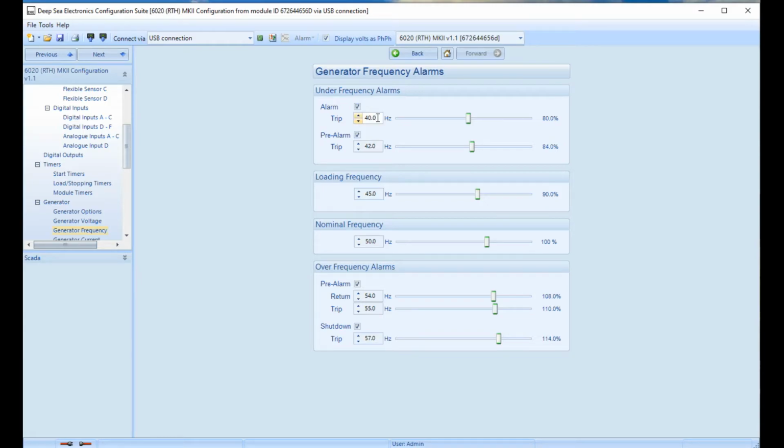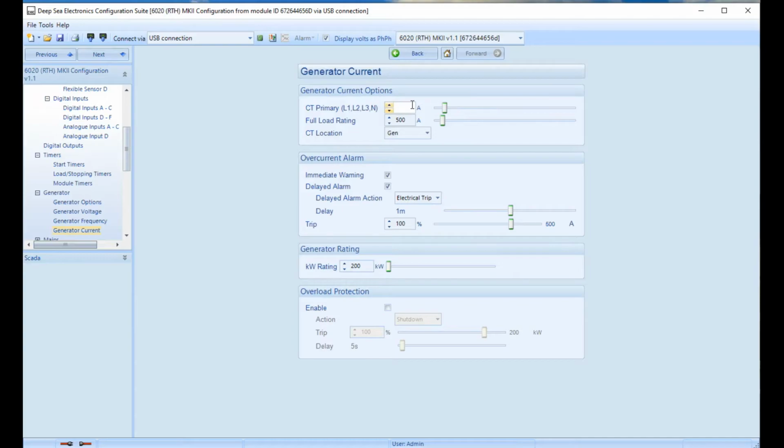Now we put here the same 85%. This is 85% of 50 hertz, so this is only 42.5, and here is 45. I will go directly. The loading frequency is 47.5, because this is 95%. As you can see here, there is a percentage, and we go to the shutdown for the over frequency. This is 56, because we put it at 112%. Just leave the rest, because it is correct already.